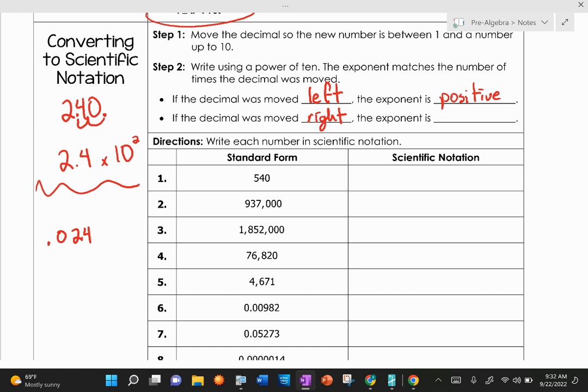I still need to move that decimal so that I can have that first number, A, in between 1 and 10. So how many points am I going to move it over? 2. 1, 2. So that still gives me 2.4 times 10. Now how many times did I move it? Twice, but I moved it to the right. So it's going to be a negative 2. Which will make this negative right here.